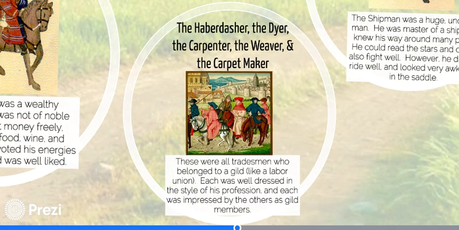Then you have a group called the Guildsmen. That's because they make a guild. There's a typo on the screen, so I'm sorry about that. But anyway, they are basically tradesmen. And they are the haberdasher, the dyer, the carpenter, the weaver, and the carpet maker. Okay? And so they all travel as a group. And just to make sure that you know, a haberdasher is someone who makes hats. So just in case you don't know that.